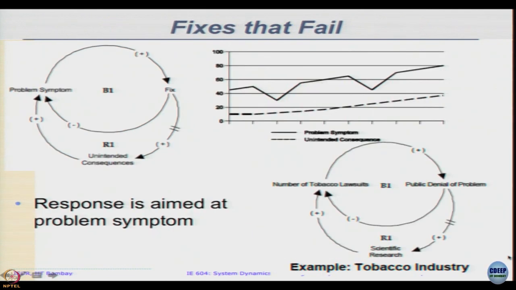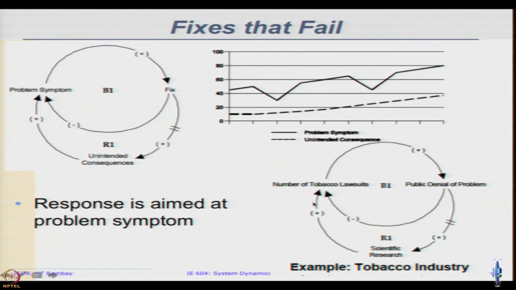Another archetype is fixes that fail. It is very similar to the second archetype we saw. What was the second one? The shifting the burden archetype we saw. Again, we only address the problem symptom, which may cause some other consequences, and the symptom will keep reappearing. Just a small part of that.